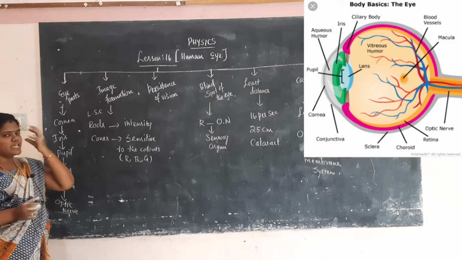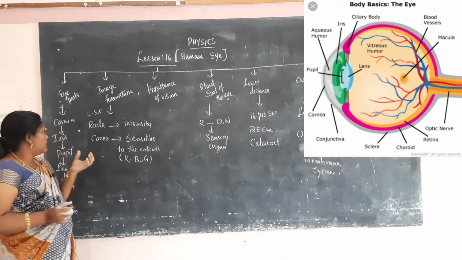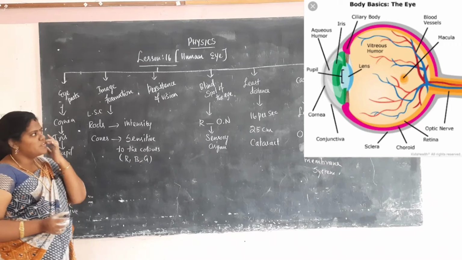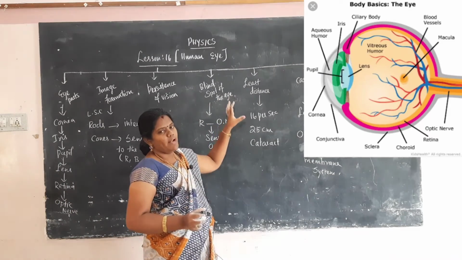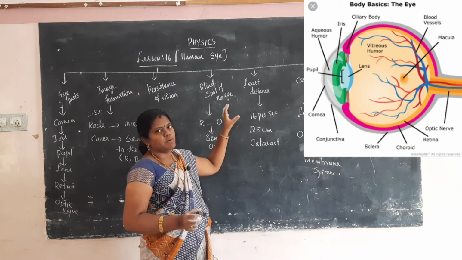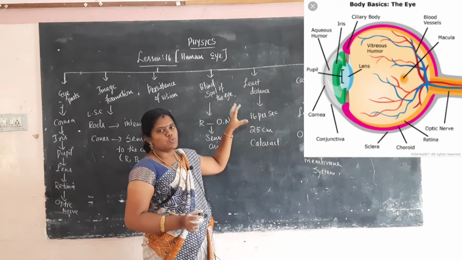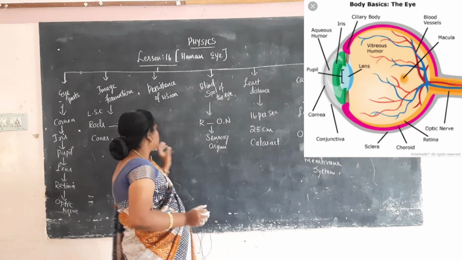First, the front side has one layer. The outer part of the eye is called the cornea. The cornea is a transparent, elastic membrane. The light enters the eye through this part. So the outer part of the eye is called the cornea.